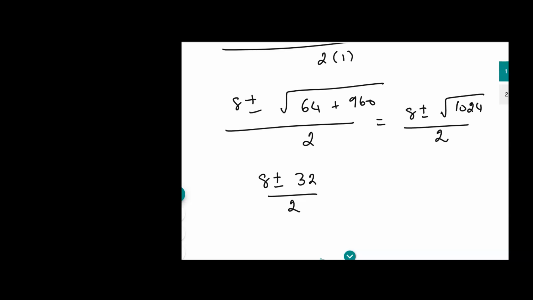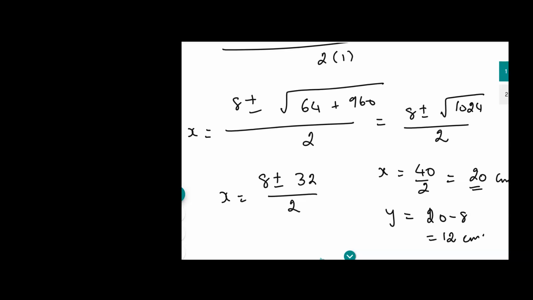Neglecting the negative value, let us take only the positive value. We get x is equal to 8 plus 32, which is 40, by 2, which is equal to 20. So one of the sides of the square is 20, therefore y is equal to 20 minus 8, which is equal to 12. So the side of the first square is 20 meters and the other one is 12 meters.